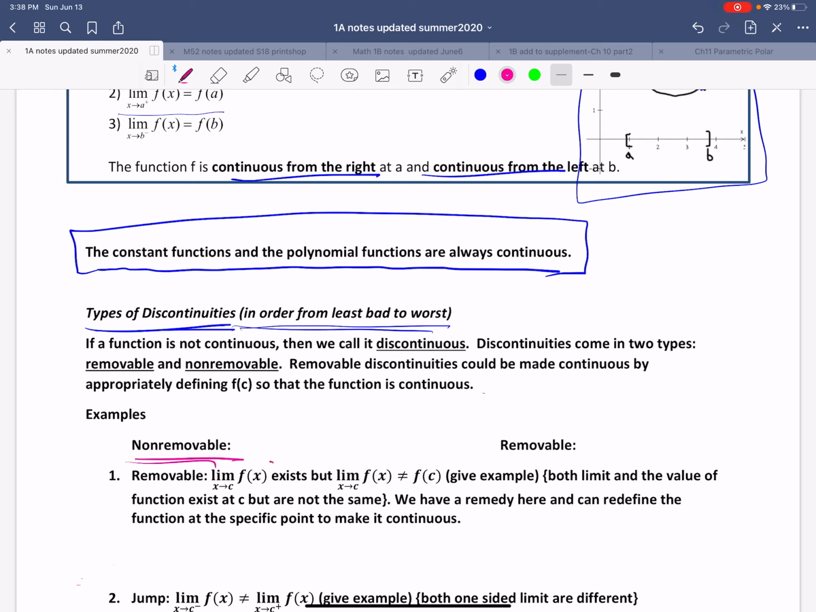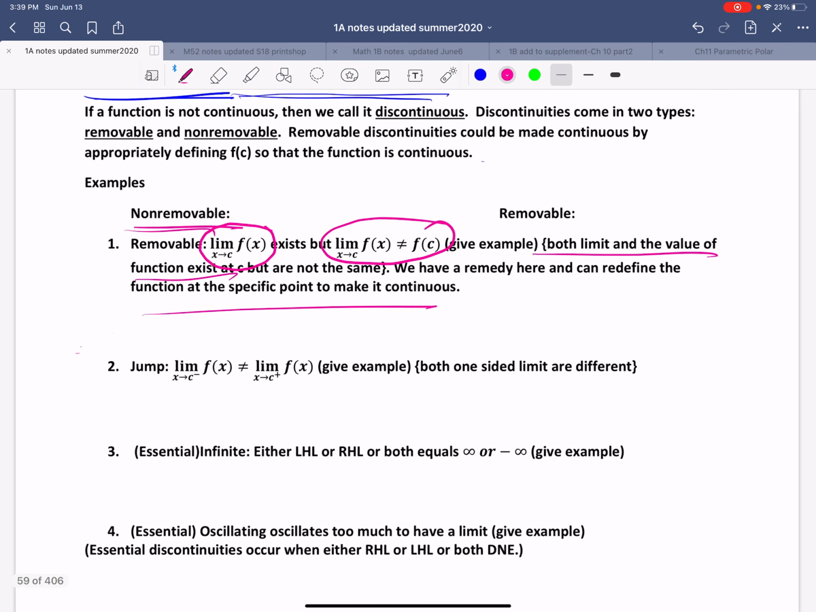Removable is if the limit as x approaches c of f of x exists and the function value exists, but those two are not equal to each other, then we would say there's a removable discontinuity. Both exist, but they're not equal to each other. We would say there is a removable discontinuity.